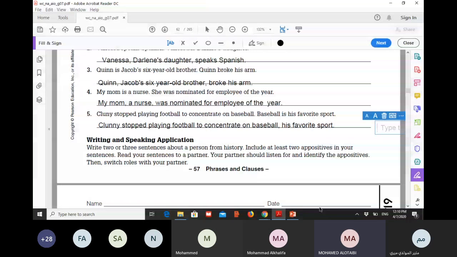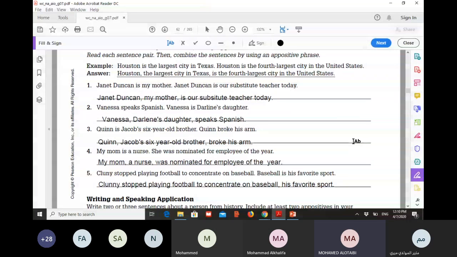The words that appear twice in the sentence, we delete. It's not necessary. It's not that we just delete it, but the appositive is always about that particular word that is repeated twice, as you see here in the example.